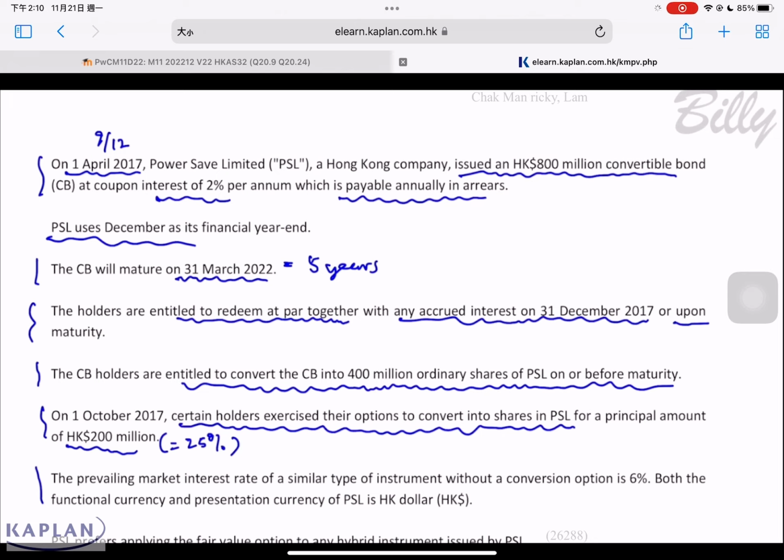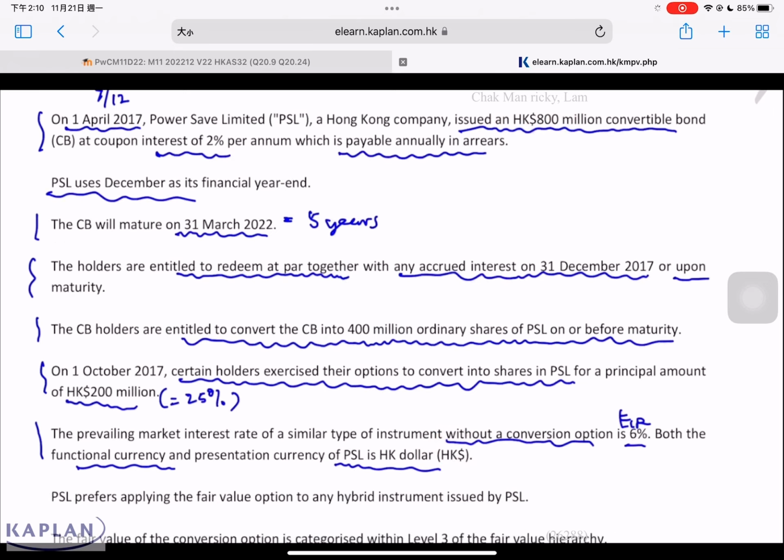At the date of the issue, the market interest rate without the conversion rights is equal to 6%. This 6% represents the effective interest rate. The functional and presentation currency of PSL is Hong Kong dollar. If the functional currency is Hong Kong dollar and the bond is issued in Hong Kong dollar, when the conversion option is exercised by the holder, it will involve a fixed amount of cash for a fixed number of shares, which means the conversion options will meet the definition of an equity instrument. This is the accounting issue for this question, Part A and Part B.